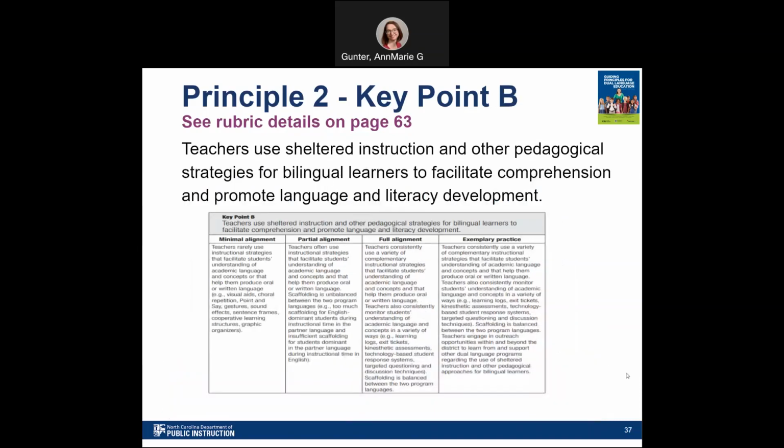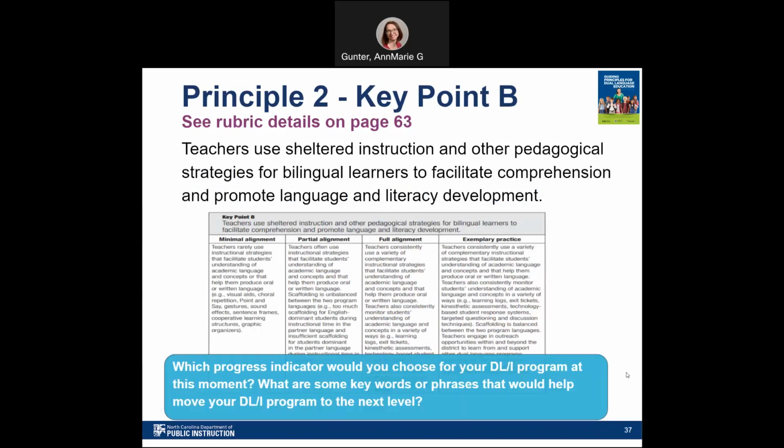Key point B for Principle 2 is teachers use sheltered instruction and other pedagogical strategies for bilingual learners to facilitate comprehension and promote language and literacy development. Again, read through and answer your questions. Which progress indicator would you choose for your DLI program at this moment for this particular key point? And what are some keywords or phrases that would help move your DLI program to the next level?